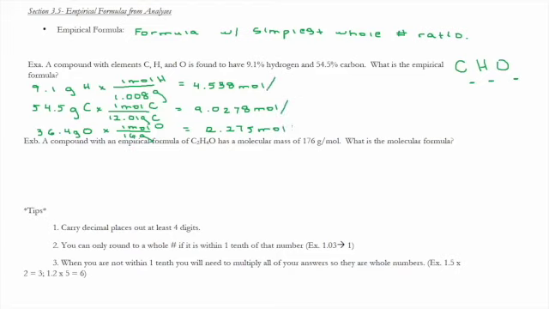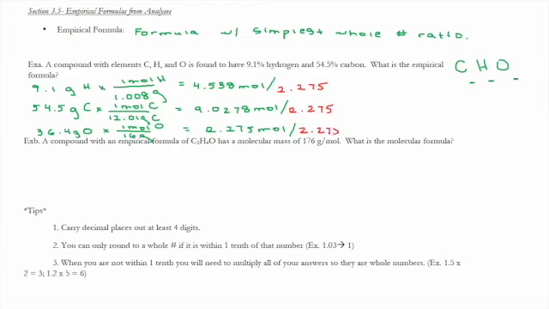And so what I need to do, because you can't just round these values, is divide all of these by my smallest number of moles, and hopefully that'll give me whole numbers, because you can't just round this to 5, this to 9, and this to 2. Okay? So I'm going to divide by 2.275, because that's my smallest number of moles.